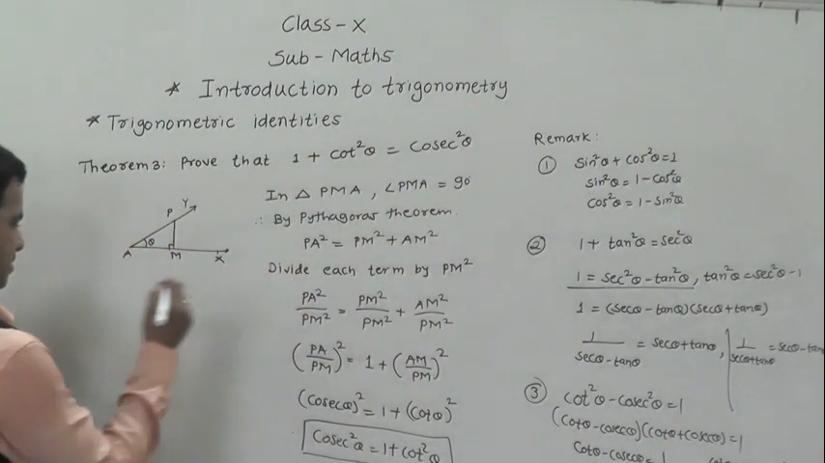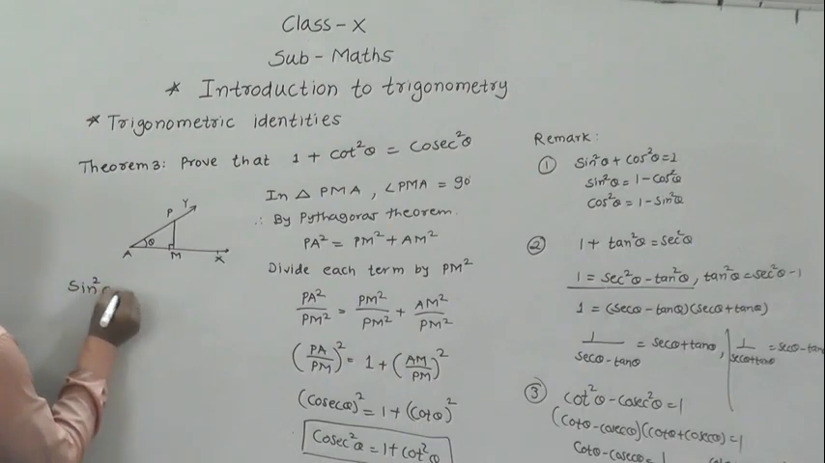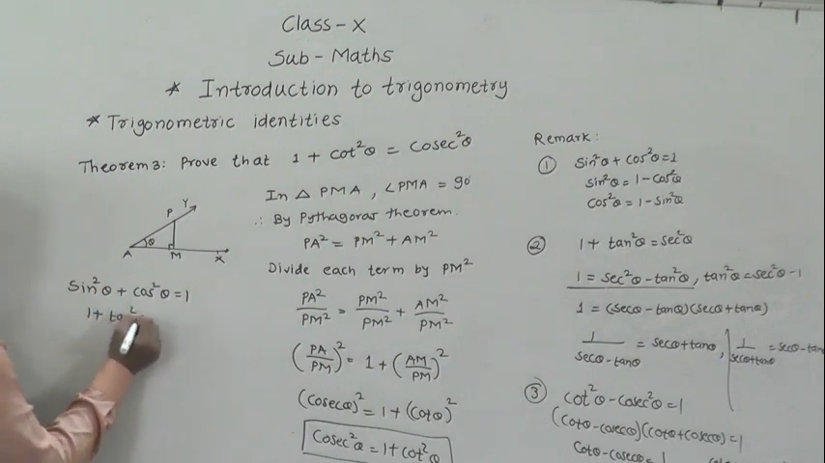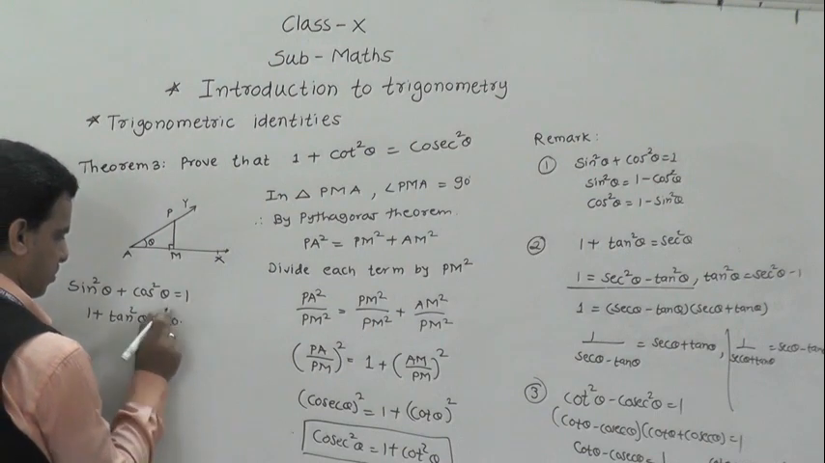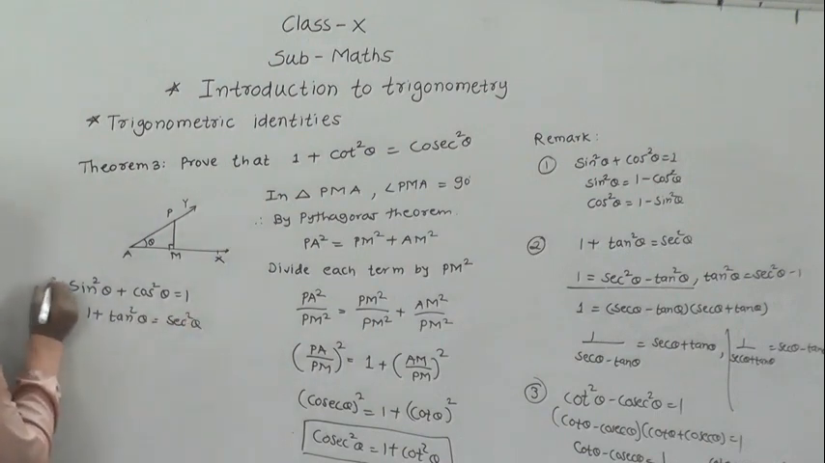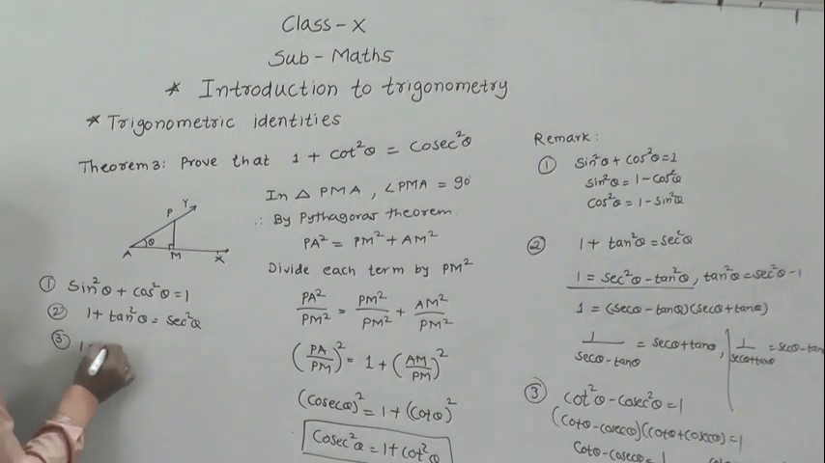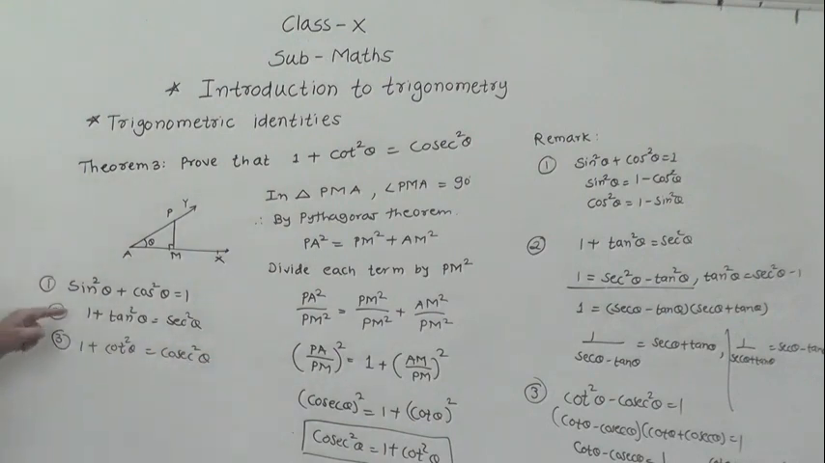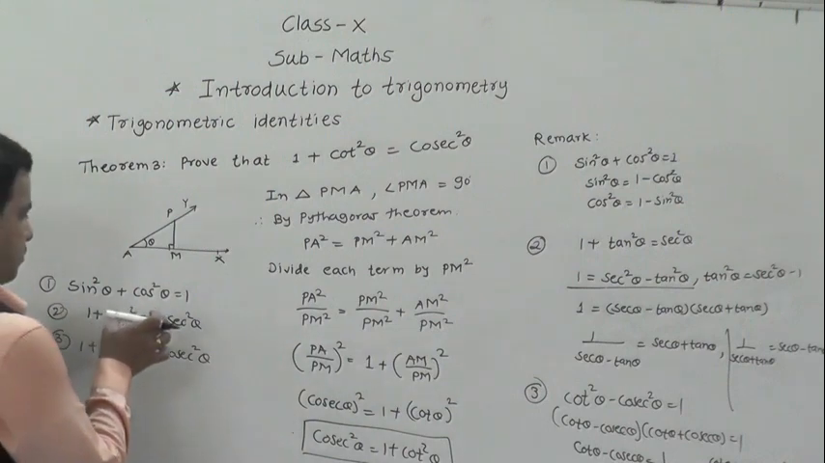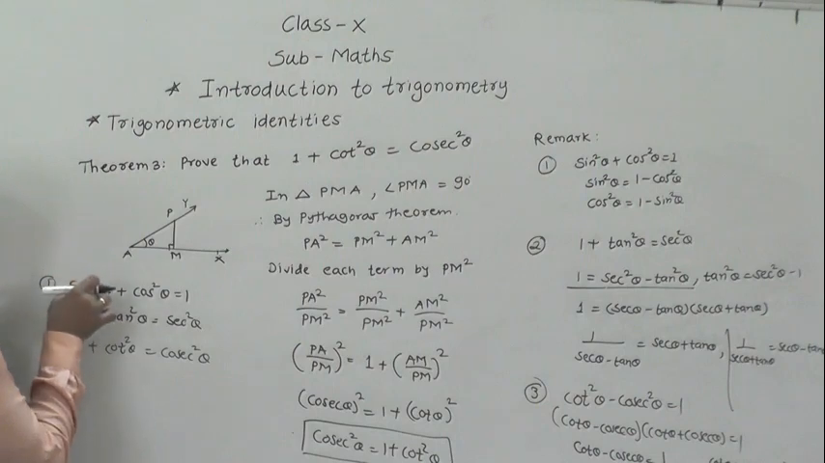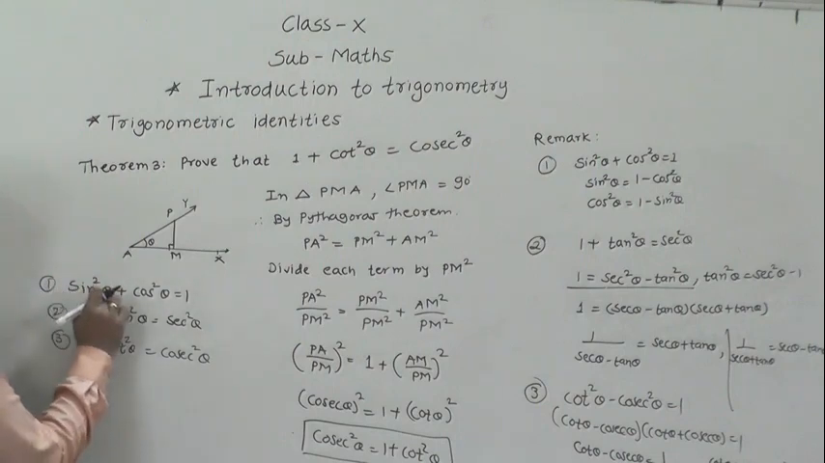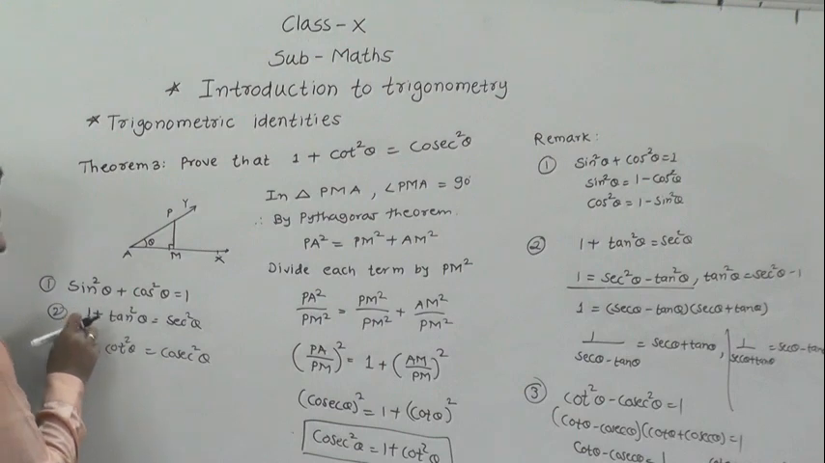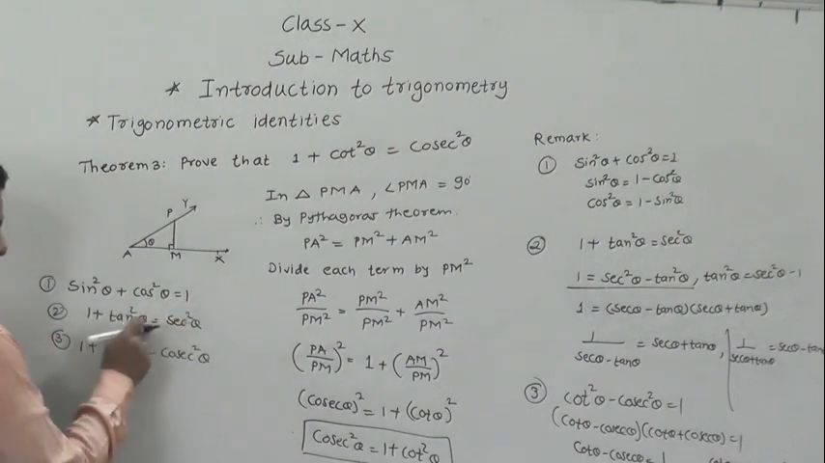Only keep in mind these three important identities: sin square theta plus cos square theta is equal to 1, then 1 plus tan square theta is equal to sec square theta, and the third one, 1 plus cot square theta is equal to cosec square theta. These two identities we can prove if we divide the first identity by cos square theta. So sin square by cos square is tan square, cos square by cos square is 1, and 1 upon cos square is sec square theta. So we will get the second identity.